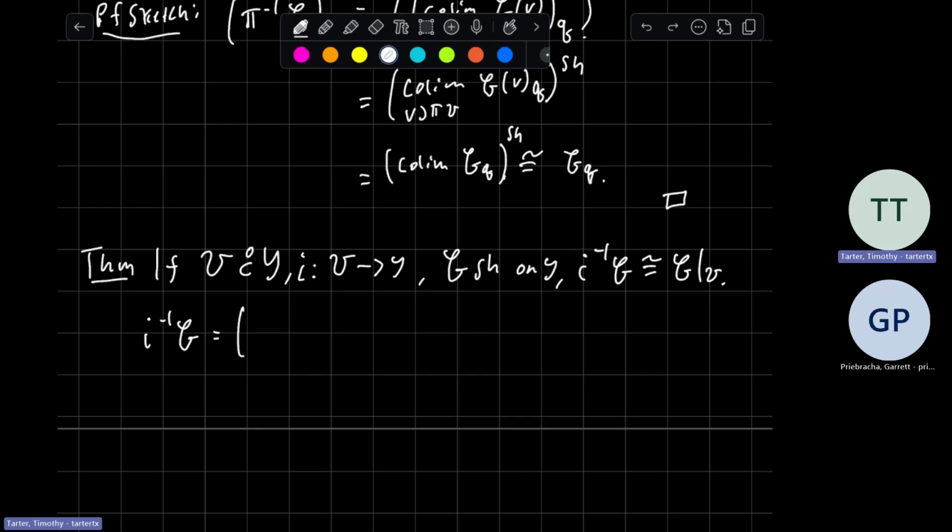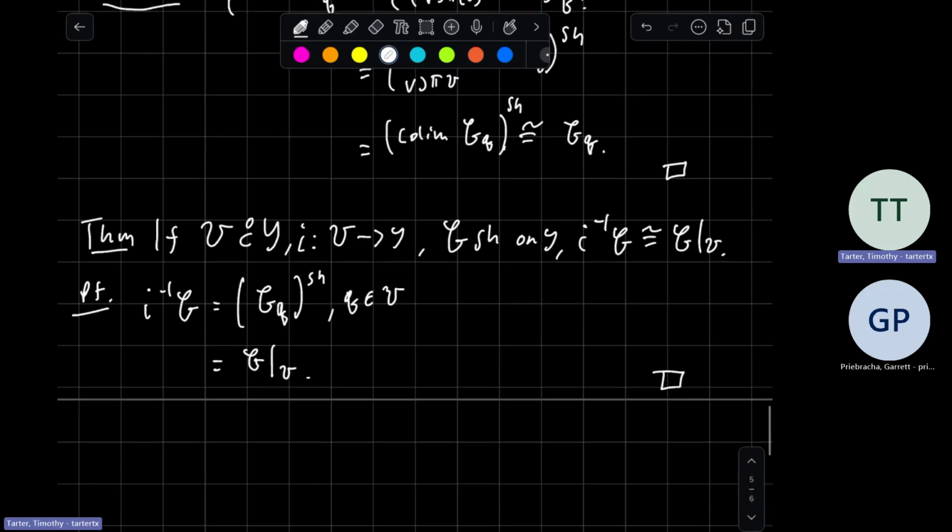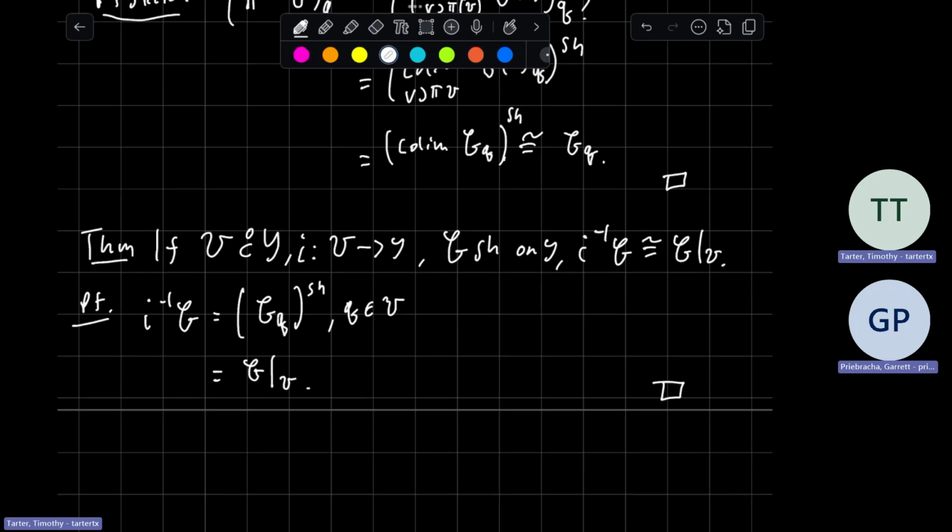of the localization at Q such that Q is in U. But then that's just a bundle of stalks forming U, which is equal to G restricted to U. That is a very easy one, and also very useful. Yeah, very intuitive.